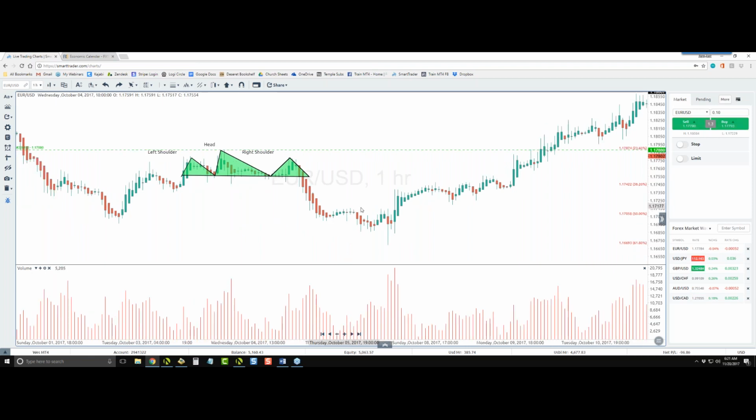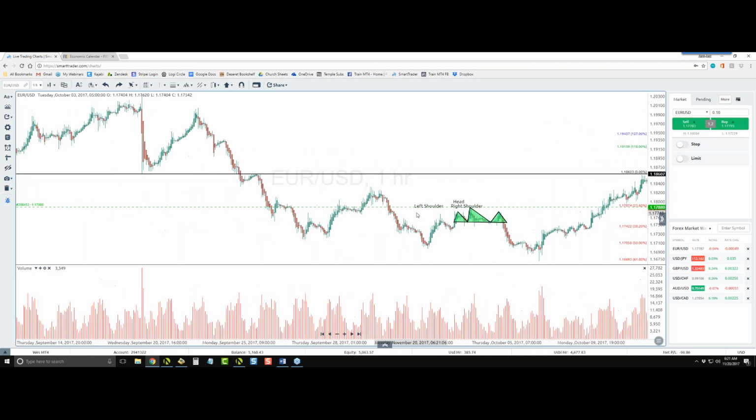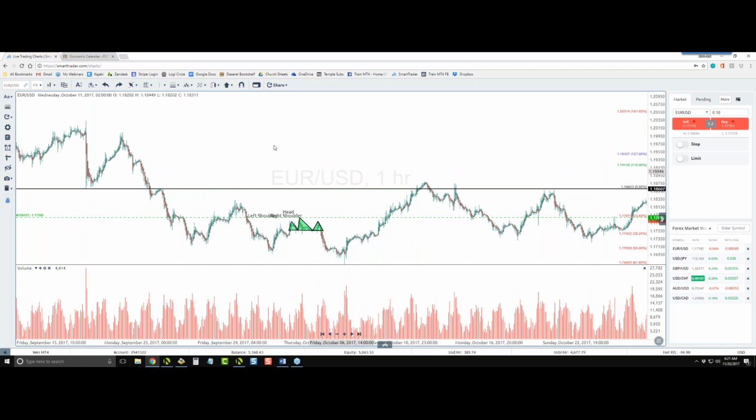Okay, this is odd. Now the candles just look funky. Why? What are these candles?